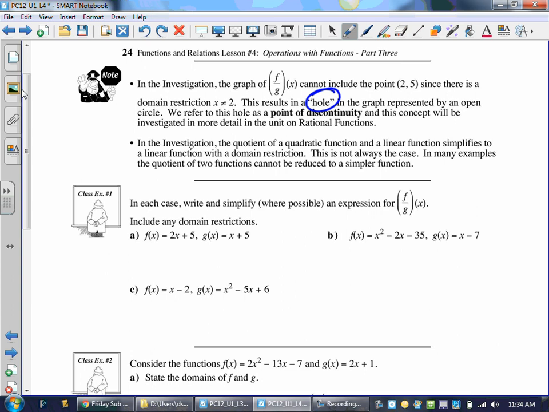And we will look at that more when we get to rational functions. But that is an important thing to remember. That would be a highlight moment right there. If you were highlighting, I would highlight a point of discontinuity. It actually doesn't create an asymptote there. It just creates a hole.